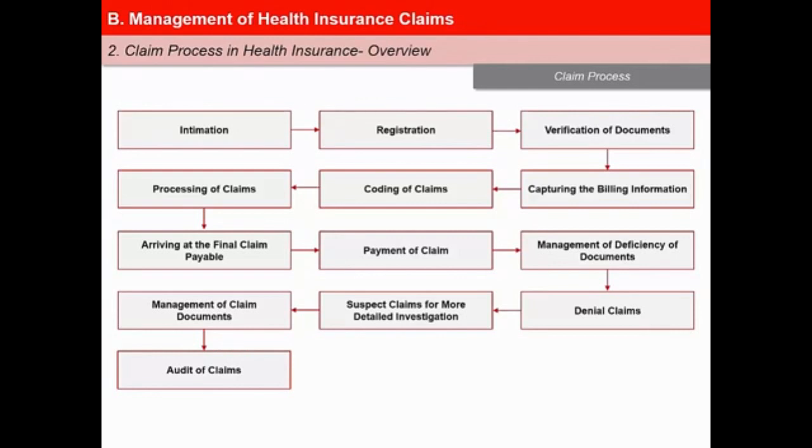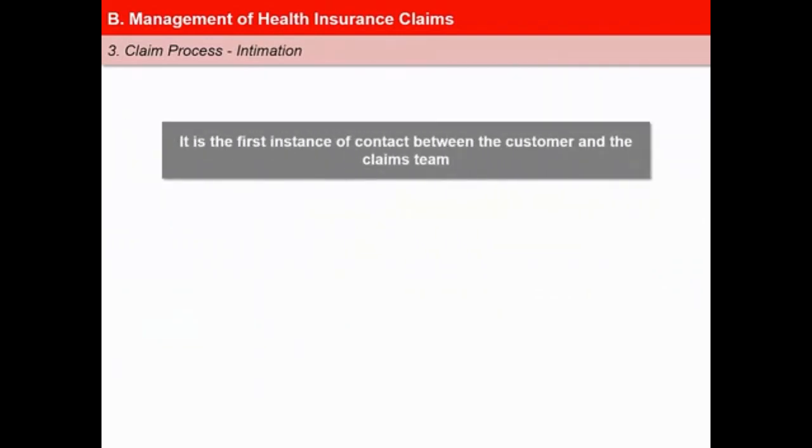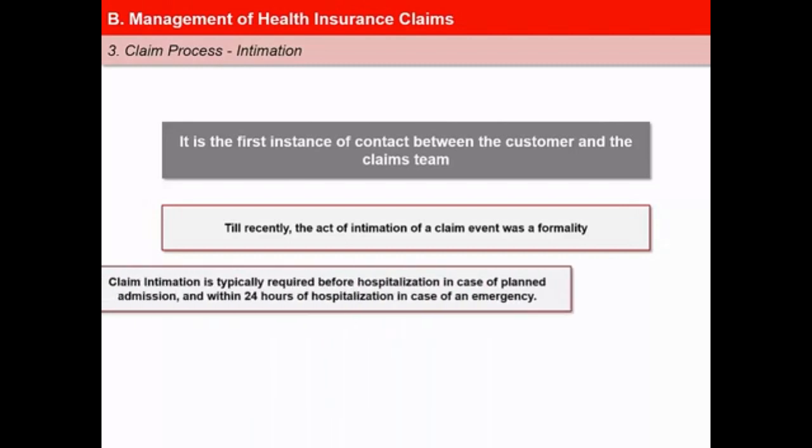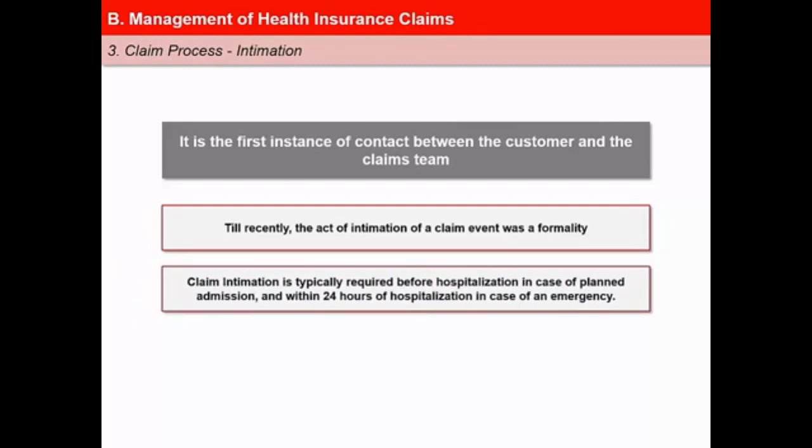Let us now study each of them in detail. Claim intimation is the first instance of contact between the customer and the claims team. The customer could inform the company that he is planning to avail a hospitalization, or the intimation would be made after the hospitalization has taken place, especially in case of emergency admission to a hospital. Claim intimation is typically required before hospitalization in case of planned admission and within 24 hours of hospitalization in case of an emergency.